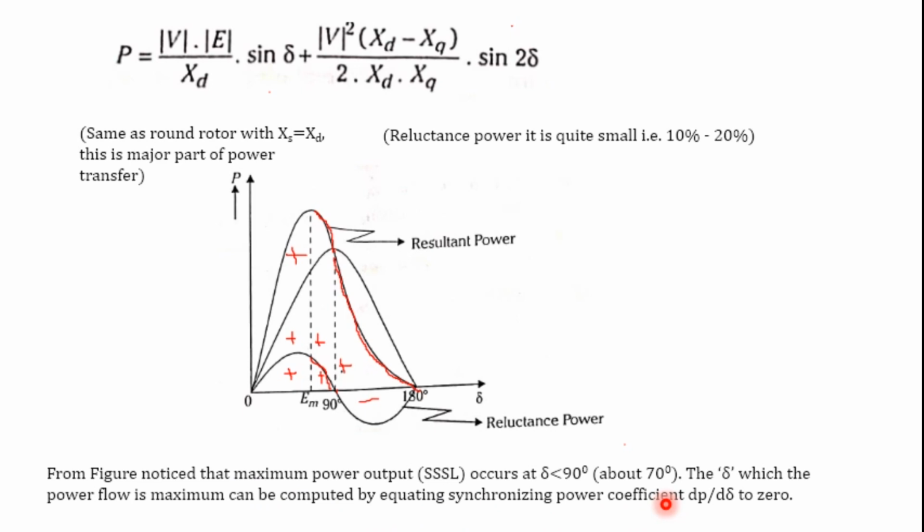This will be made clear in the following example. So these are all the things. Some numerical problems can be solved with the help of these equations. This is the equation for a salient pole type of synchronous machine.